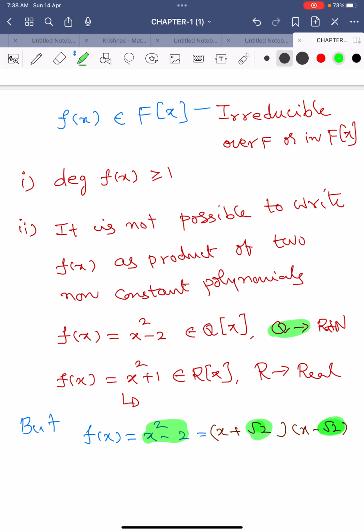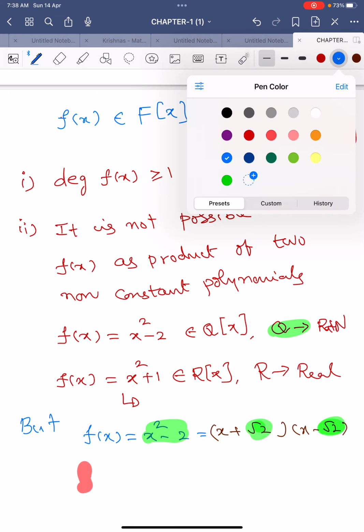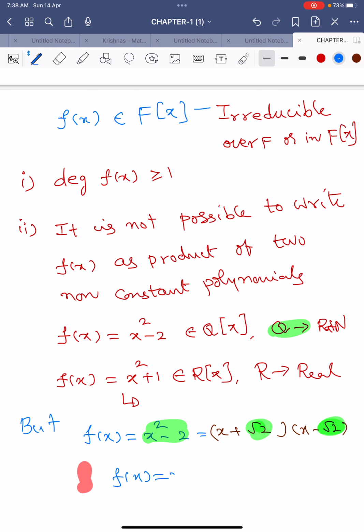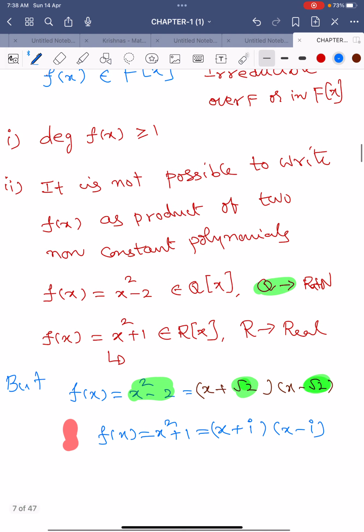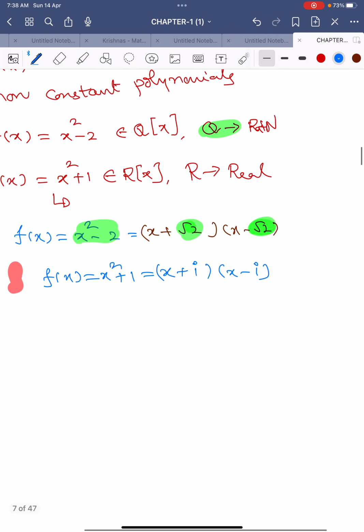Similarly, f of x is equal to x square plus 1 can be written as x plus i into x minus i, where i is the imaginary unit. That i does not belong to capital R, that is a complex number. i is an imaginary unit and i square is equal to minus 1.